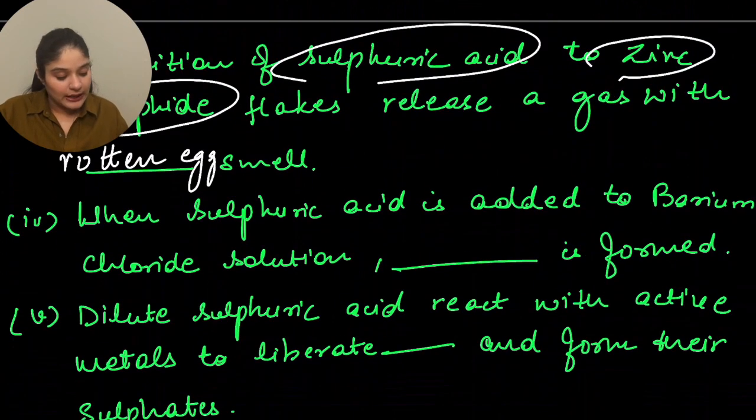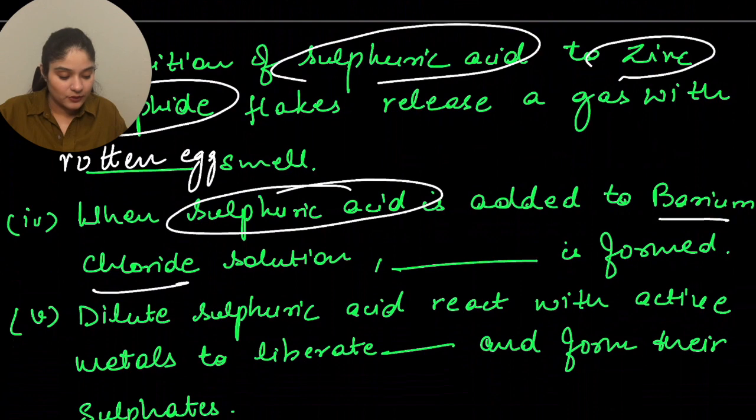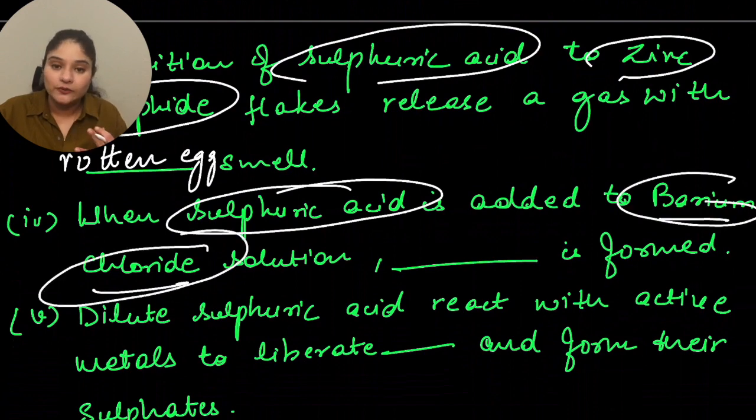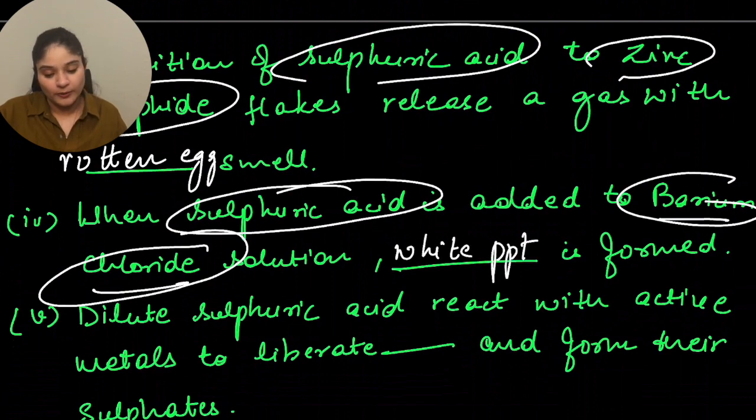When sulfuric acid is reacted with barium chloride, you get a white PPT. Students always remember, sulfuric acid with barium chloride is a test of sulfuric acid. So you get a white PPT of barium sulfate, which is insoluble in all mineral acids. So in this case, your answer will be white PPT is formed.